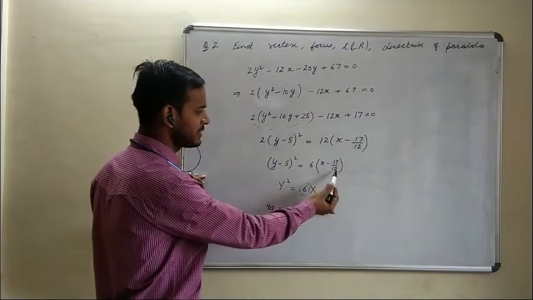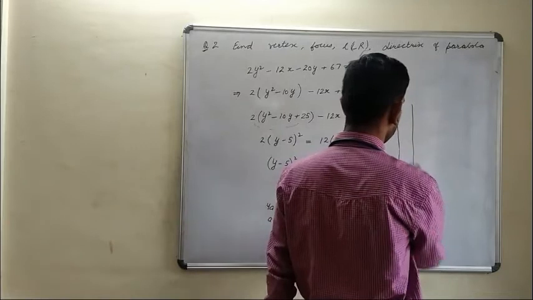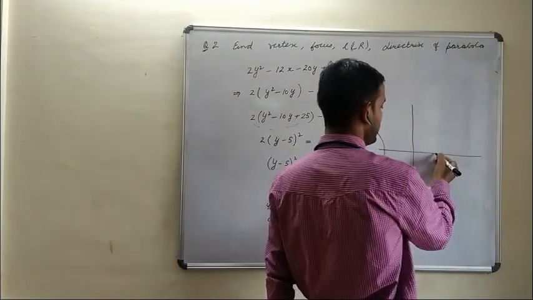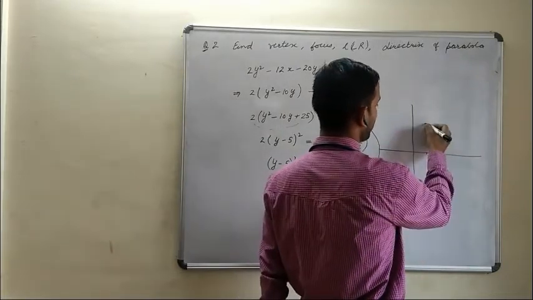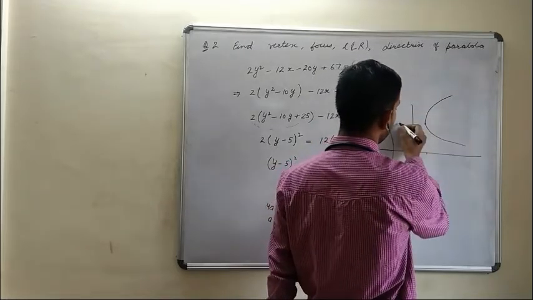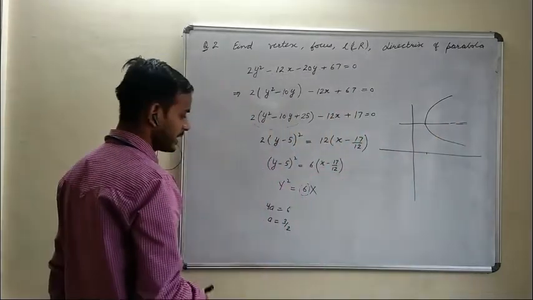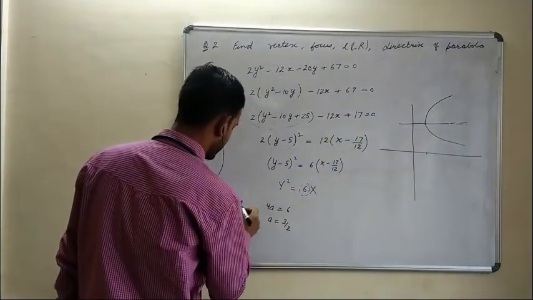Vertex is clearly 17 by 12, 5. Okay. So vertex will be 17 by 12, 5. So this is our vertex. Parabola will be this way. Okay. So we have already calculated length of latus rectum.